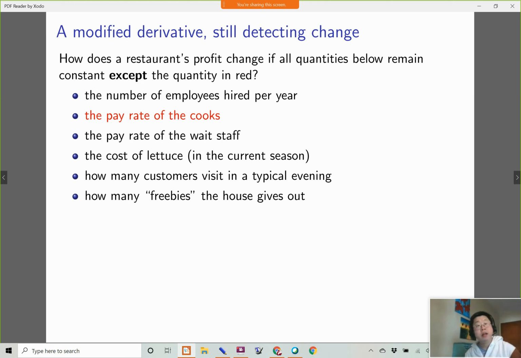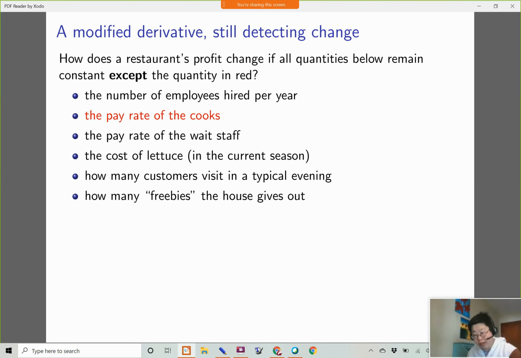But we want to talk about the cooks. They've done a good job, and we want to give them a raise. How's that going to affect our profit? And think about it, right? It's the right thing to do to give them a raise if they haven't had one in a long time. But if the pay rate of the cooks goes up, the profit of the company has to go down, right? Unless something else changes as well. If you just start paying some employees more than you used to, then that cuts into the profit.